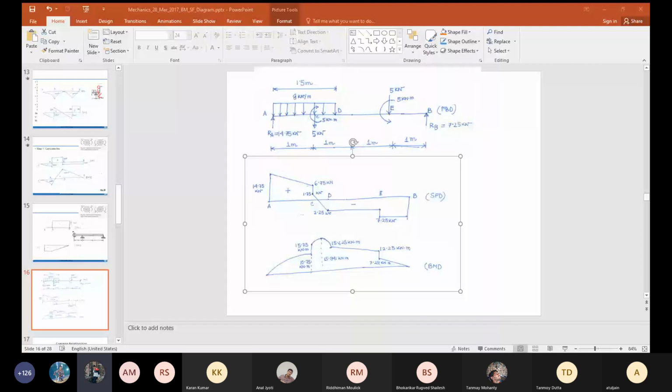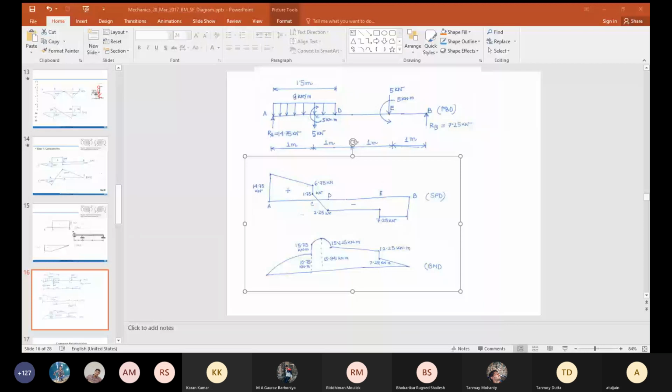Yes, sir, I'm getting the same answer. Sir, can you please explain? I'm not getting this part, which is from 15.625 to 15.75. So in BMD, this is the highest point of the BMD. This is coming due to the fact that there is a uniformly distributed load here. Where there is applied bending moment, there is this jump from 10.75 to 15.75. This is this 5 kilonewton meter.